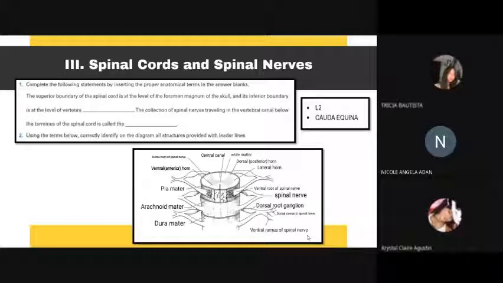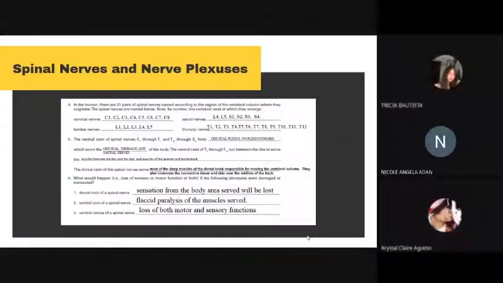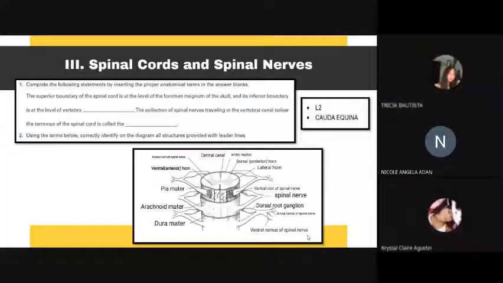On the left side, the answer is dorsal root of spinal nerve, ventral or anterior horn, pia mater, arachnoid mater, dura mater. Next is number 3. The spinal cord is enlarged in two regions, the cervical and the lumbar regions.